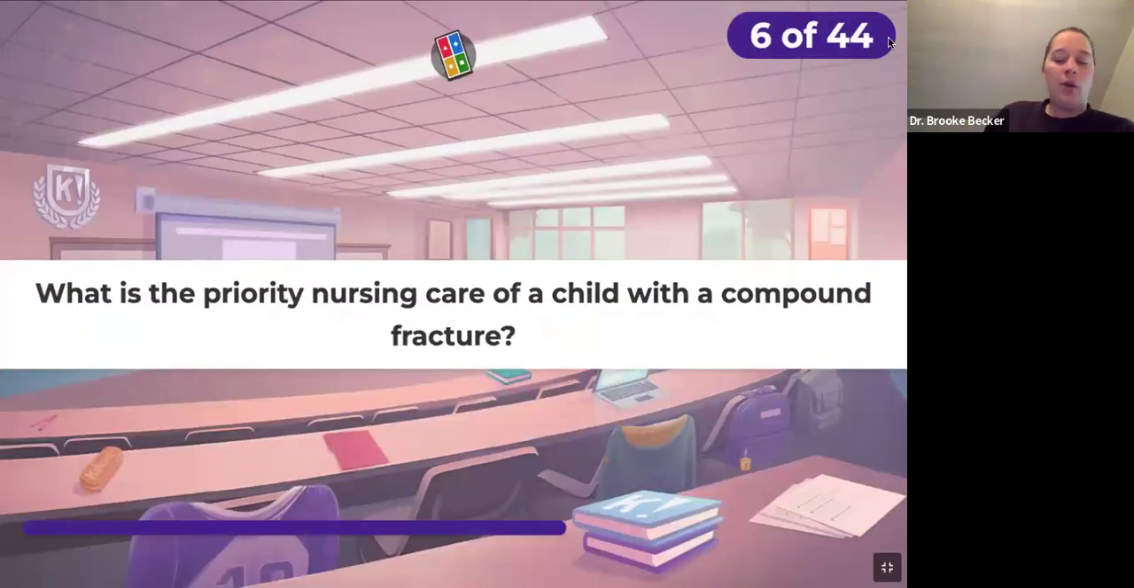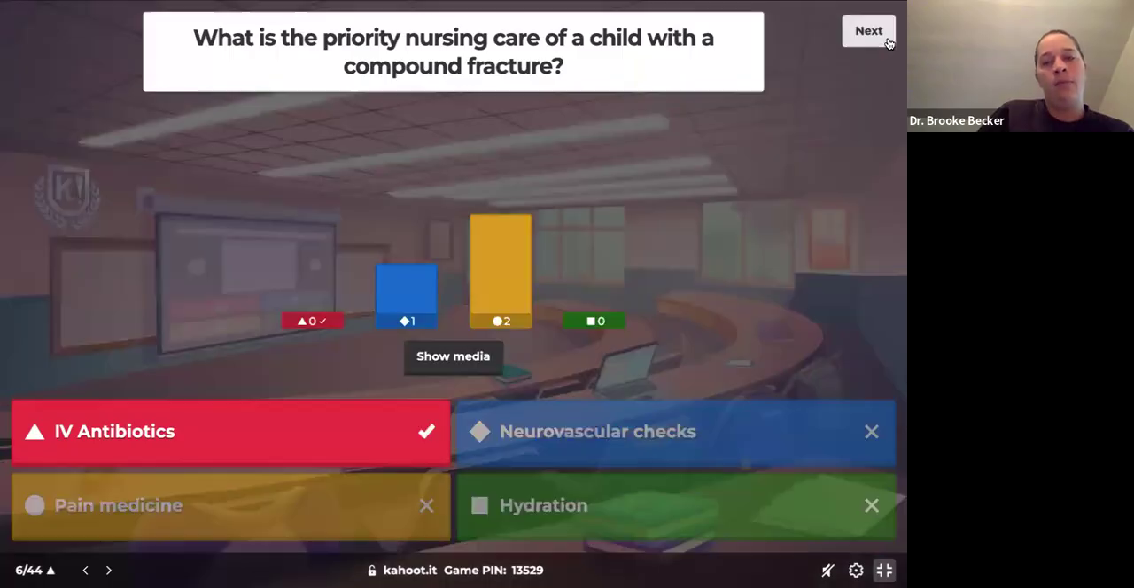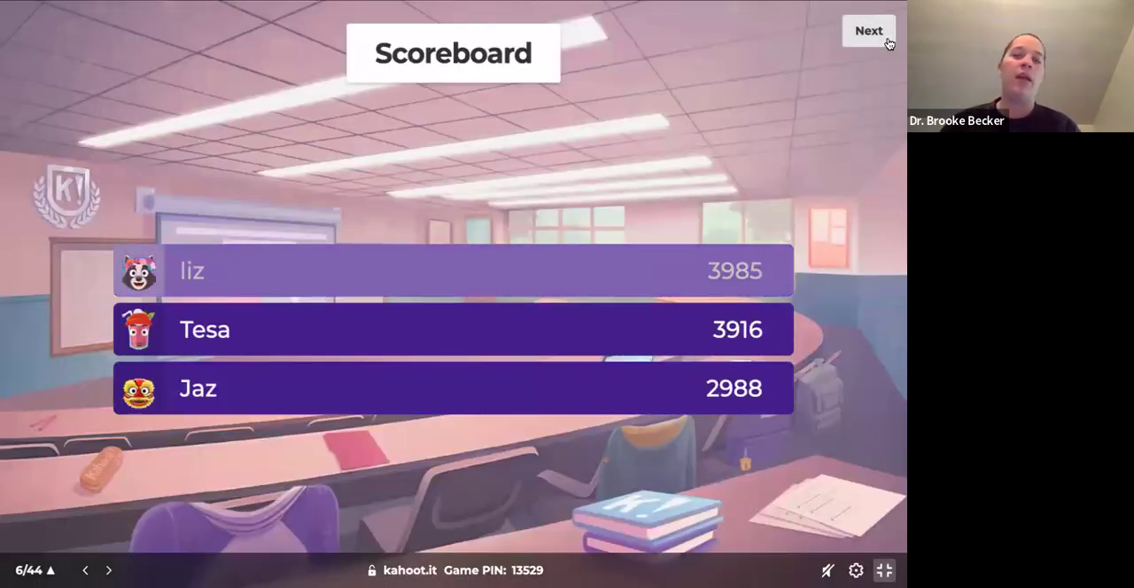What is the priority nursing care of a child with a compound fracture? IV antibiotics, neurovascular checks, pain medication, or hydration? So compound fractures, you're really concerned about an infection getting into that bone. Okay, so IV antibiotics is what you would be prioritizing giving that kiddo, because of the fact that it's penetrating through the skin.